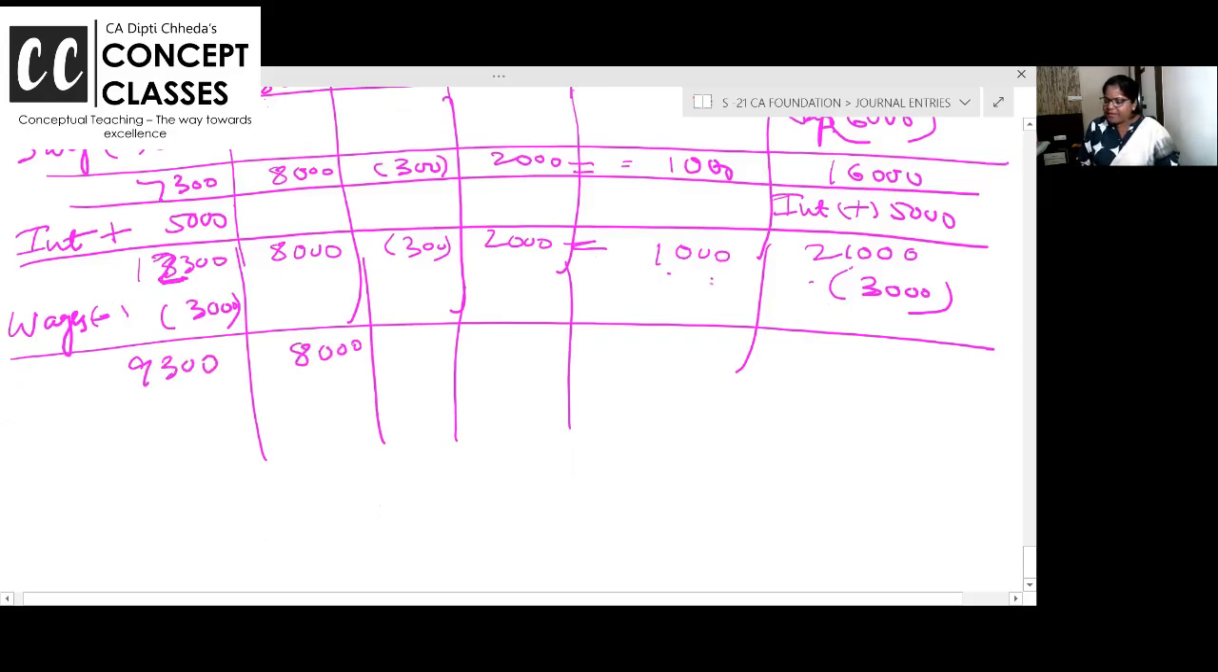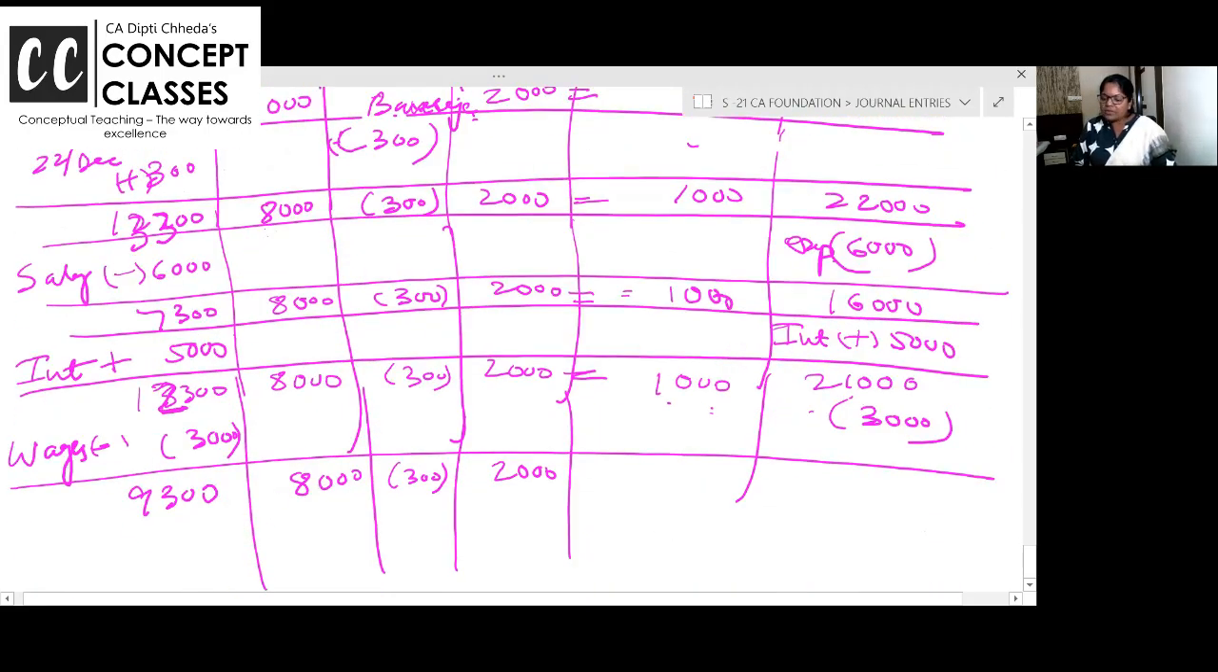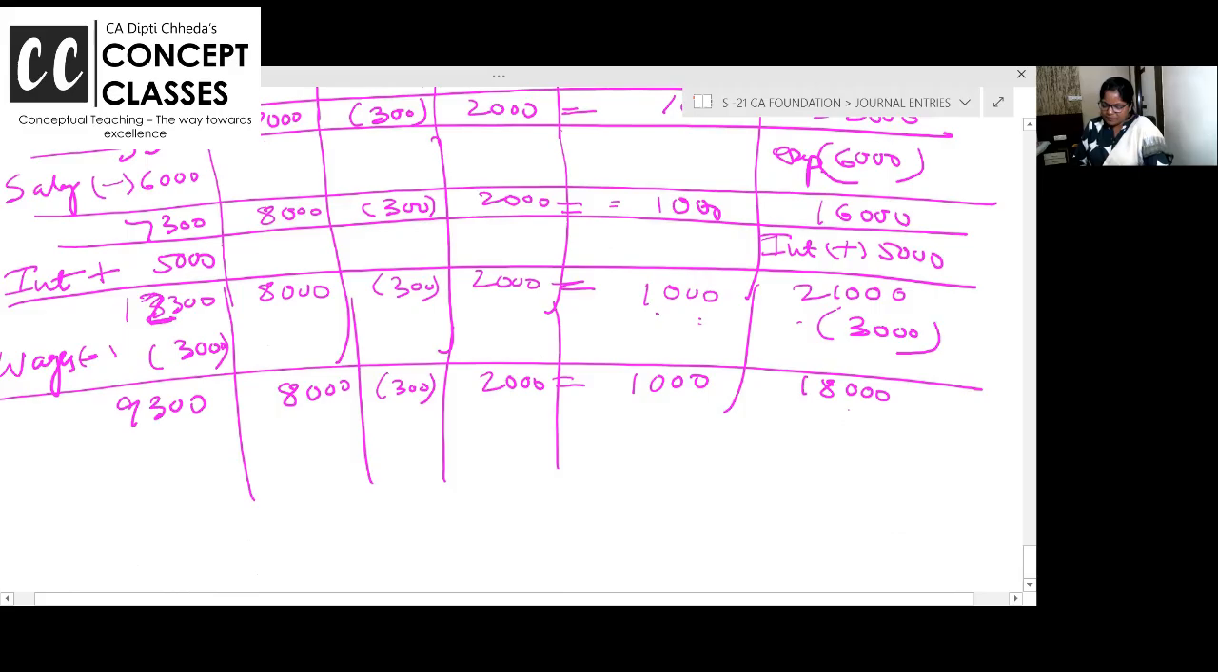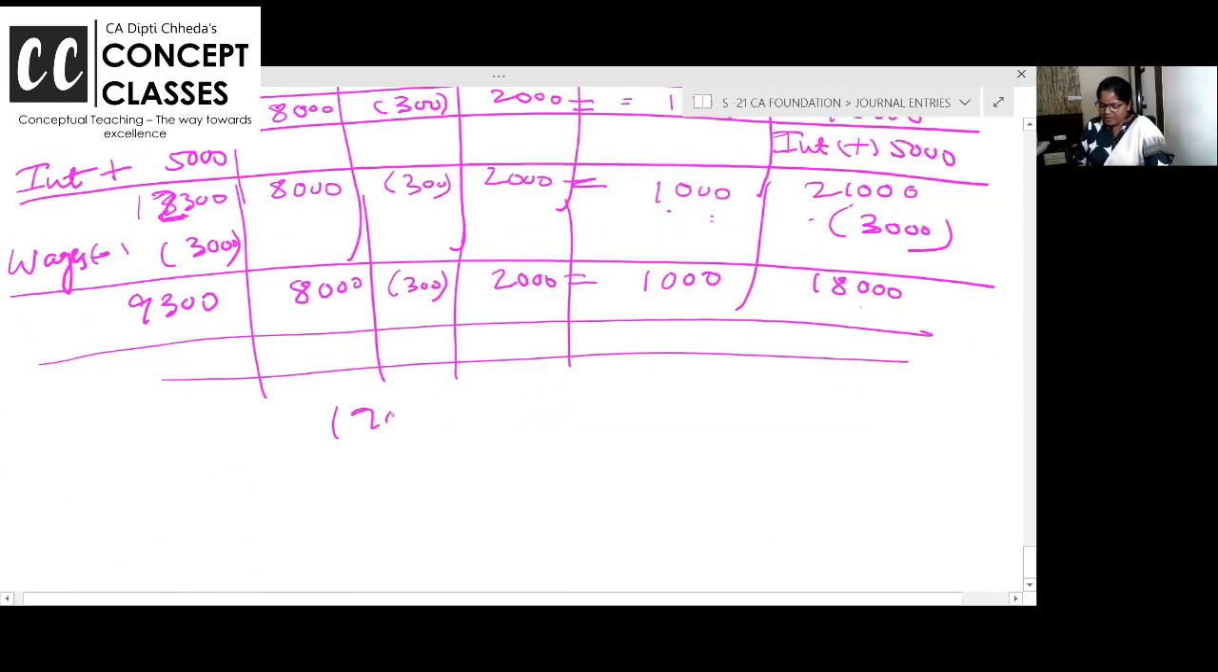9,300, 8,000. 2,000 is what? Stock. Same. Das ki liability, same. And now your final capital is 18,000. So 18 plus 1 is 19,000. And this side also it is 19,000. So final equation is 19,000 equal to 19,000.